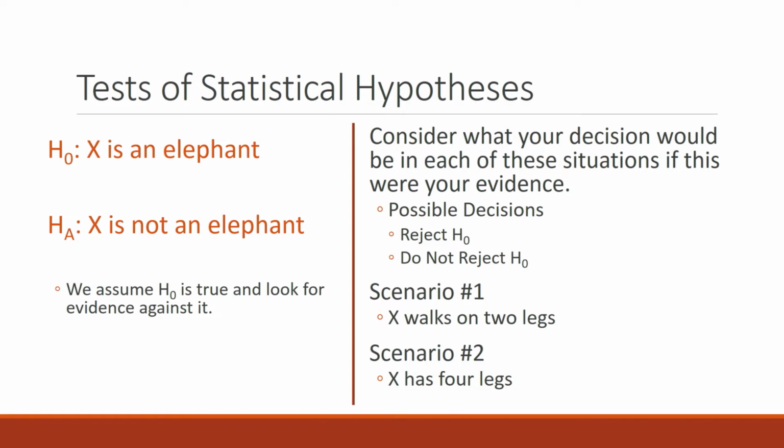What I'd like you to do is to consider two different scenarios, and we're going to consider these separately. The first is scenario one, that we have the bit of information that X walks on two legs. The second scenario, and again, consider these scenarios separately, is that X has four legs. If you don't mind, you can take a moment and pause the video here and think about this for a couple of minutes. Decide for each scenario whether you would reject the null or not reject the null.